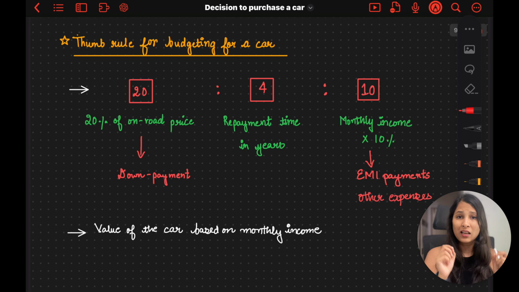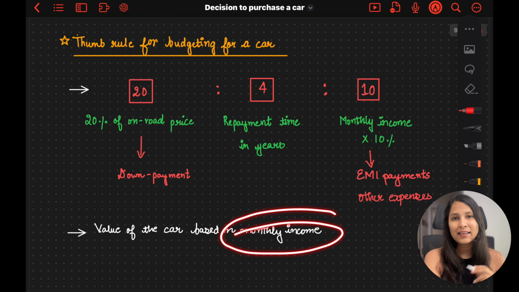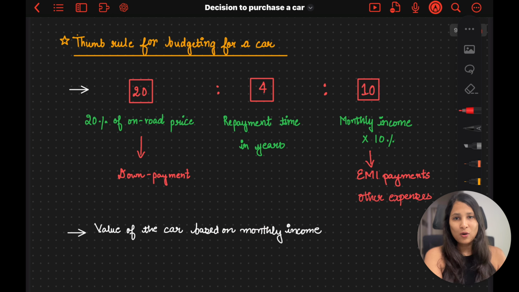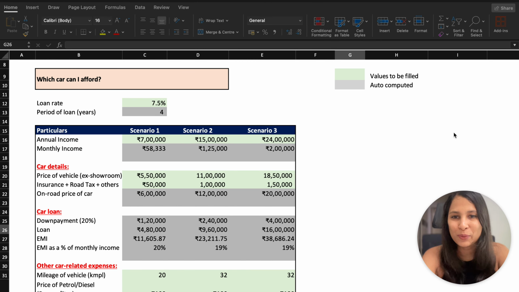Now, the value of the car that you can purchase will depend upon your monthly income. To understand how this thumb rule will actually work and how it can help you decide whether you should buy a car or not, I have prepared a financial tool that we can use to decide whether you should actually go ahead with buying a car. So let us begin and understand this with the financial tool.